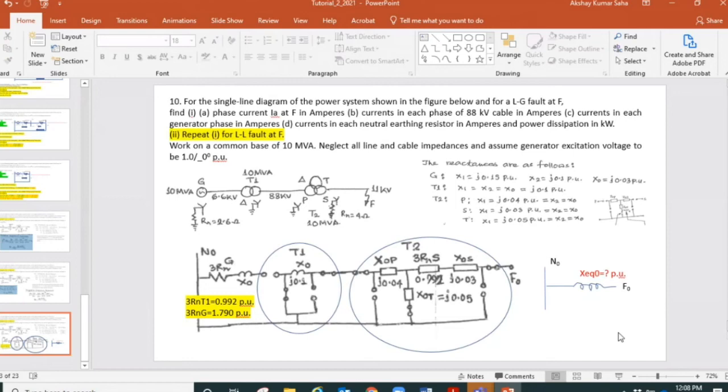Remember one thing which is very important here in the zero sequence network. There are reactances, X values, and there are R values, resistance, as well. Don't mix them.